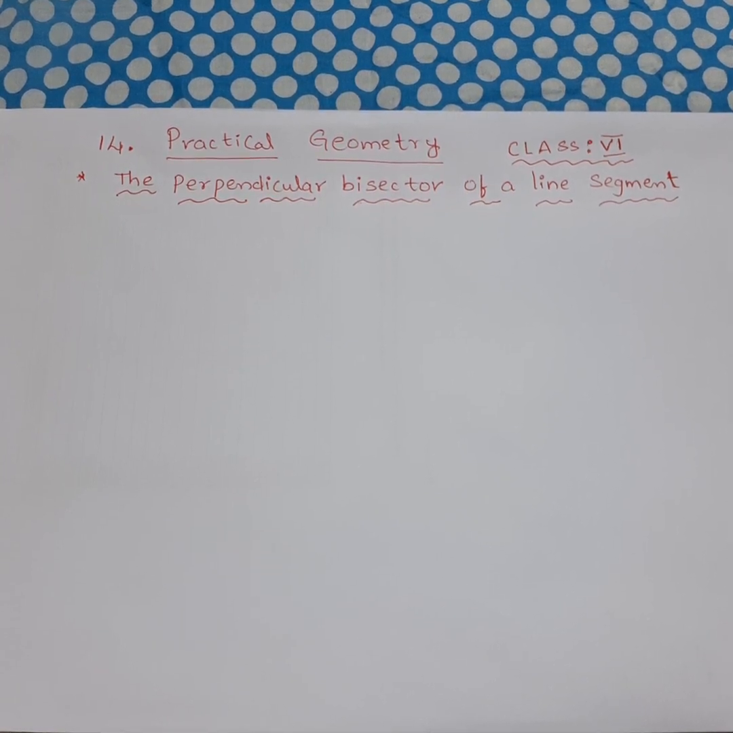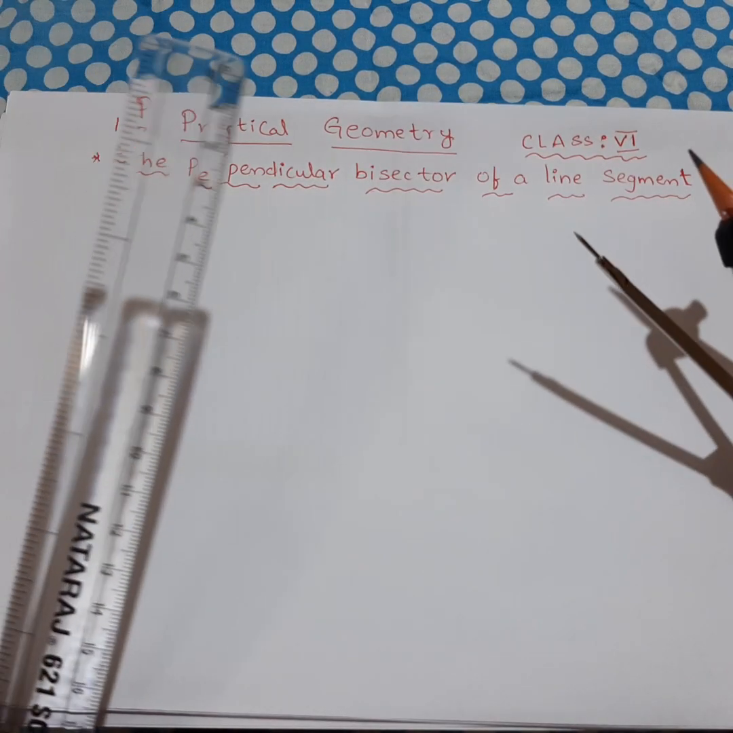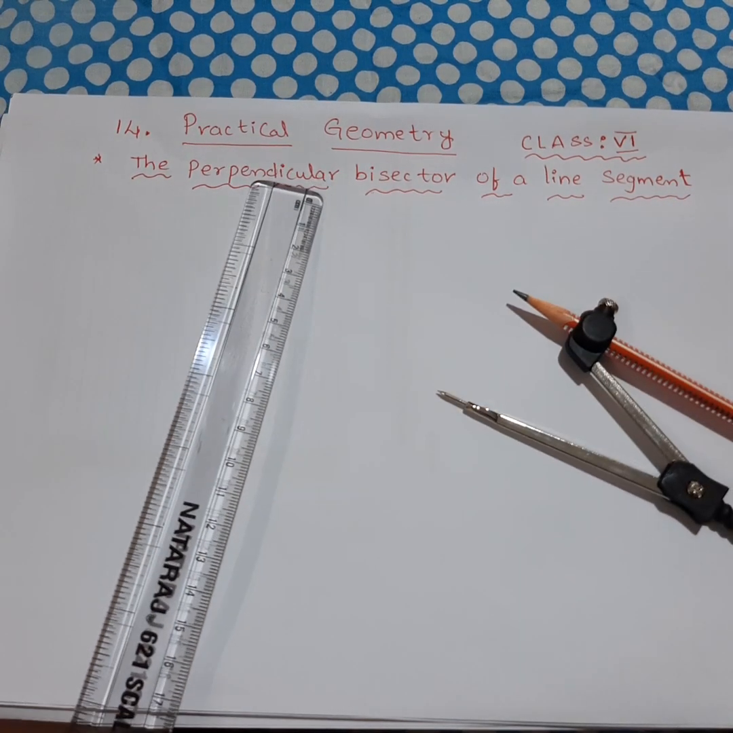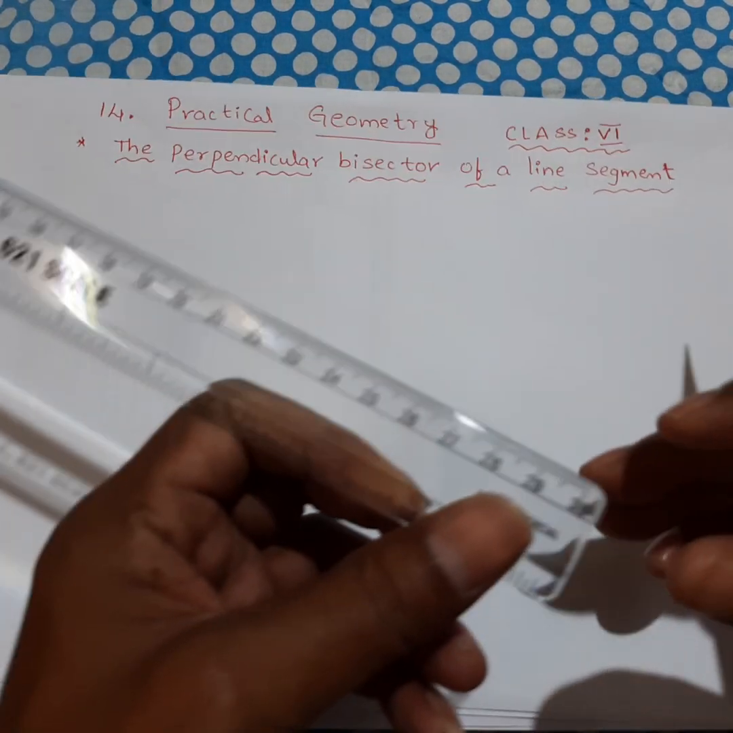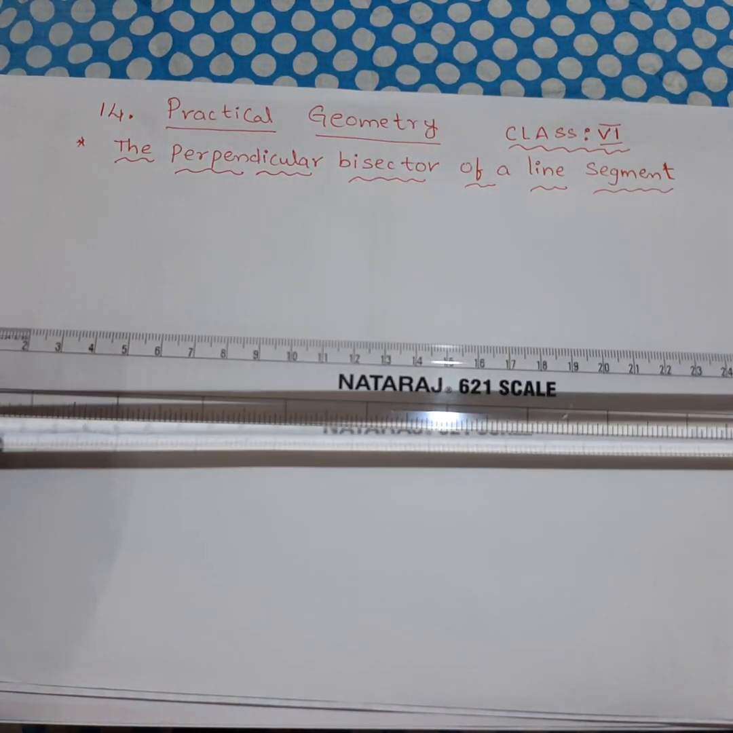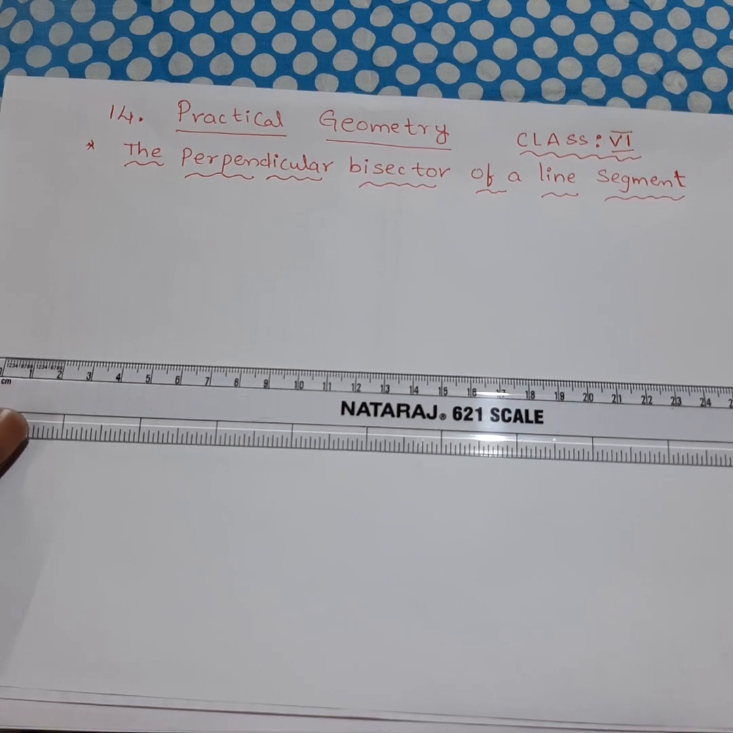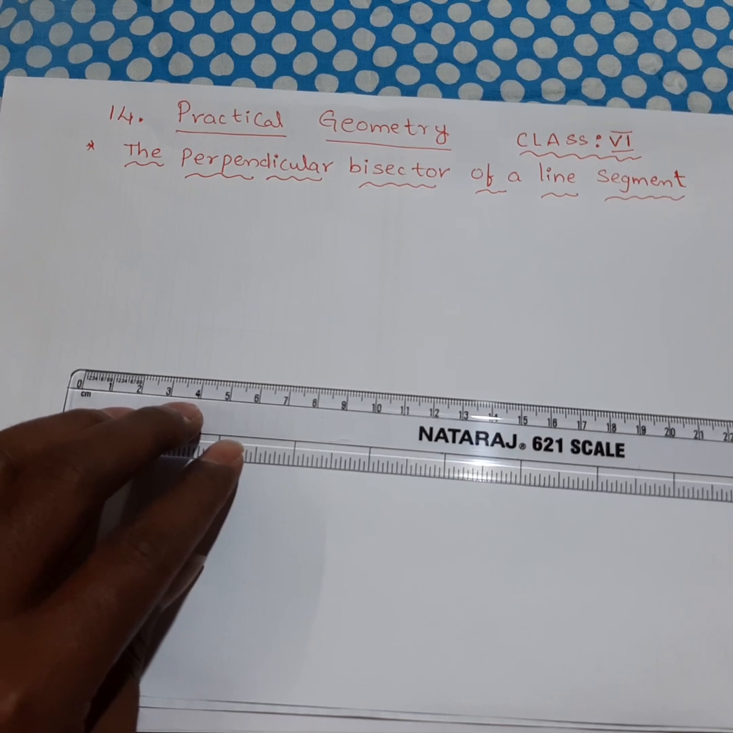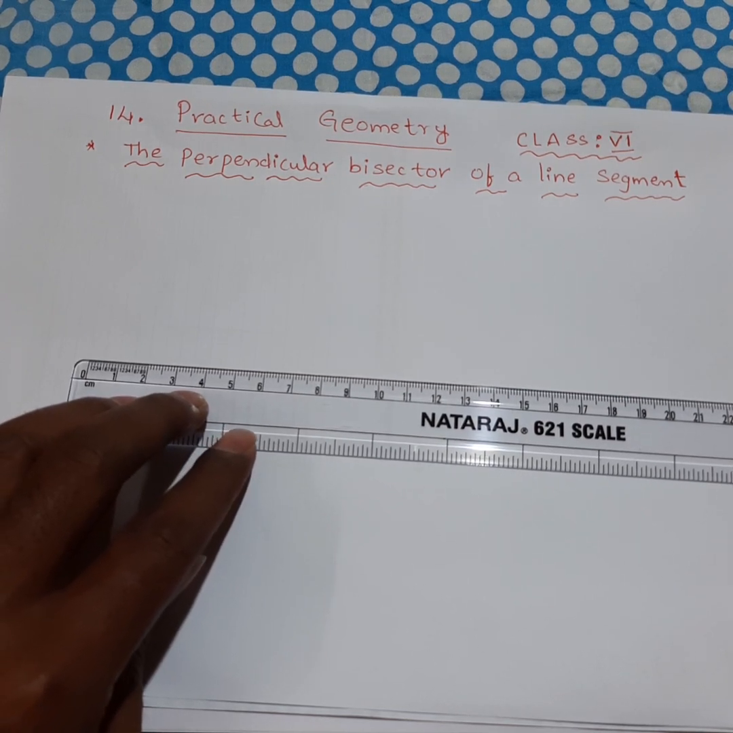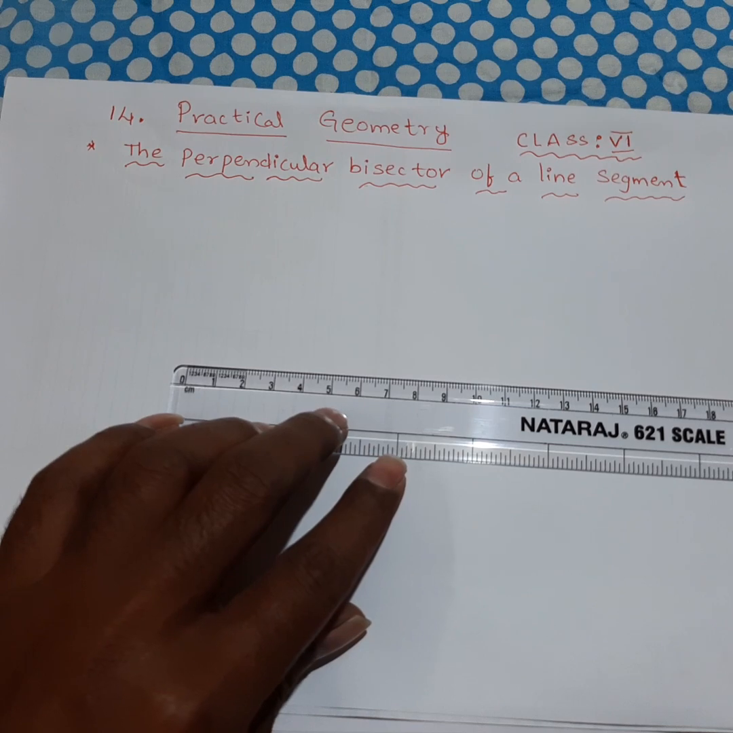Right, children? So let us construct the perpendicular bisector of a line segment. First of all, be ready with scale and compass both. Now first of all you need to draw a line segment of any length. You need to draw a little bit down, here in the middle.